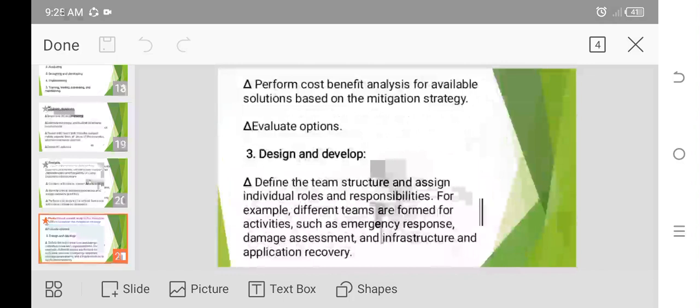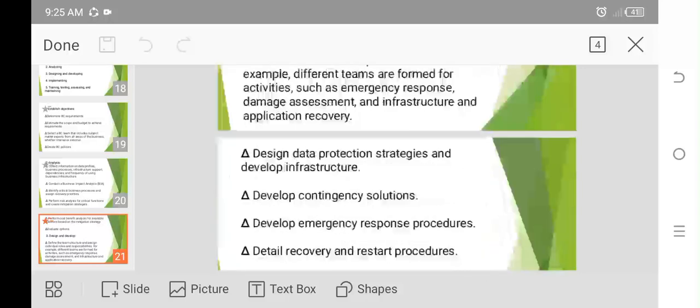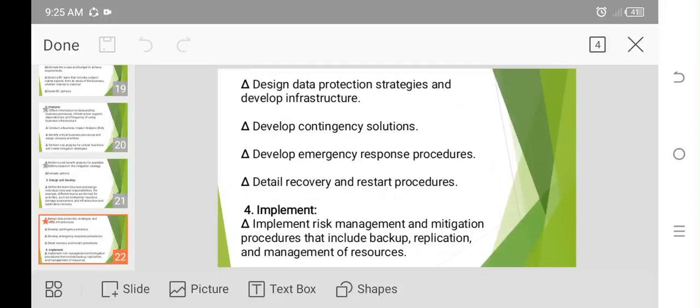Define the team structure and assign individual roles and responsibilities. For example, different teams are formed for activities such as emergency response, damage assessment, and infrastructure and application recovery. Design data protection strategies, develop infrastructure, develop contingency solutions, develop emergency response, detail recovery, and restart procedures.